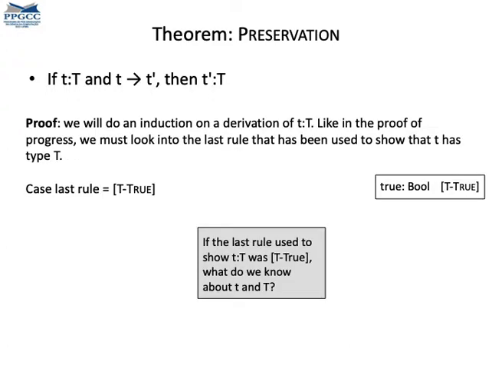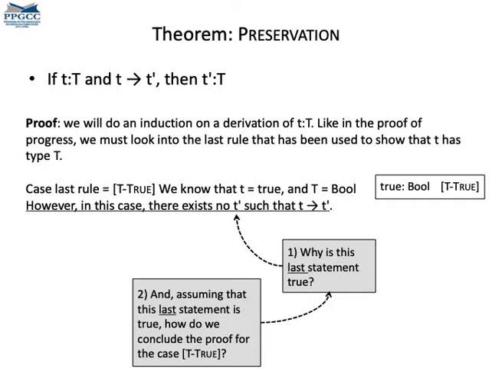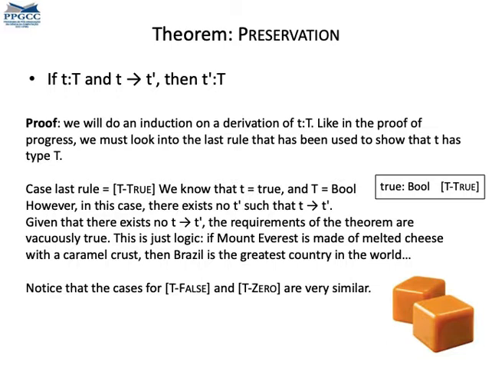Let's prove preservation for our toy language with its simple type system. So let's assume that we have used T_true to show that t has type T. In this case, t is the value true. Can we take a step? Well, not really. There is no rule that evolves the value true. In other words, if t is true, then the statement of the theorem cannot be fulfilled. In other words, the theorem is vacuously true for t equal to true.